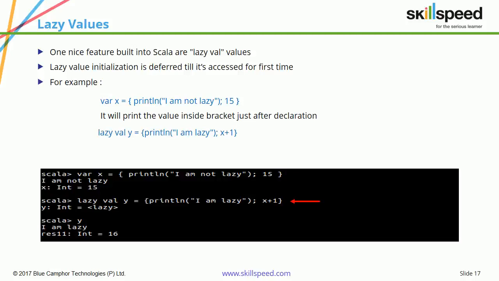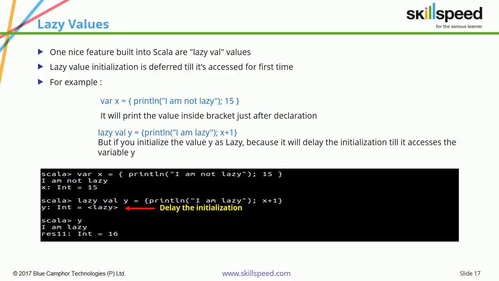Now in the same expression, you can add the keyword lazy and then initialize it. So as you can see here, you are saying lazy val y equals print I am lazy, x plus 1. When you hit enter, you can see that nothing has happened. Since you have used the keyword lazy, the initialization of the variable has been delayed. But after that, when I type y, I am accessing the variable and then the variable will be initialized, thus printing I am lazy and 16.